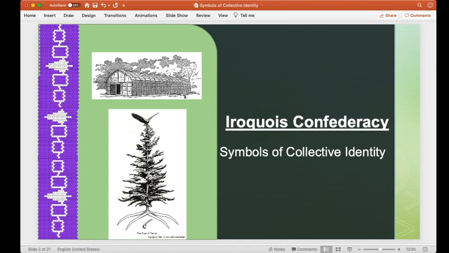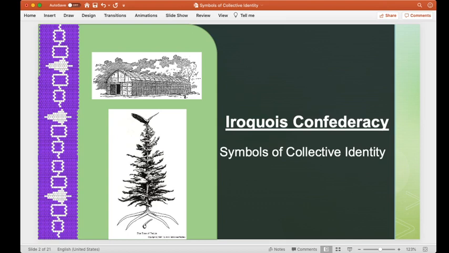All right, so the purple on the left with the white, the longhouse, and this tree. I just want you to look at it for a moment and think about, what do you see? What does this actually mean? What do you think is happening?